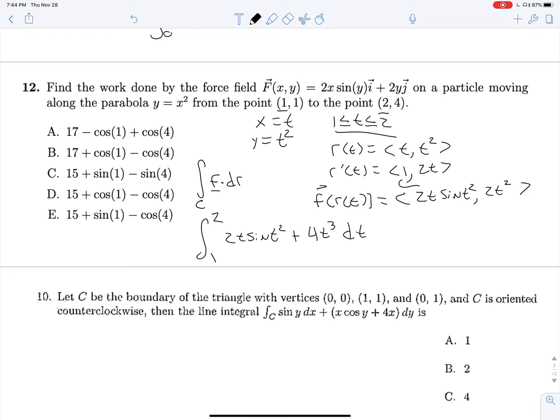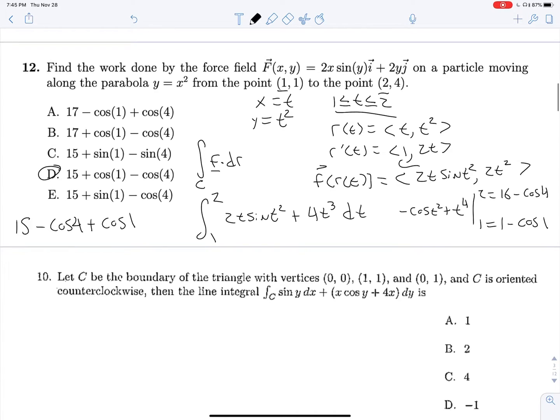Integrating this thing, we are just going to get negative cosine of t squared plus t to the fourth on 1 to 2. Here we're going to get 16 minus cosine of 4, and here we're going to get 1 minus cosine of 1. So overall, our answer is going to be 15 minus cosine of 4 plus cosine of 1. And that is our answer choice here.